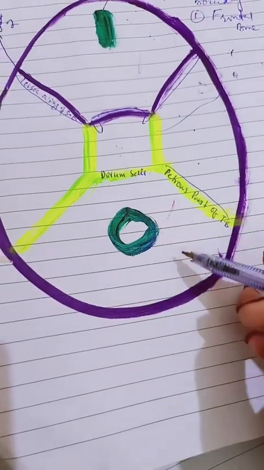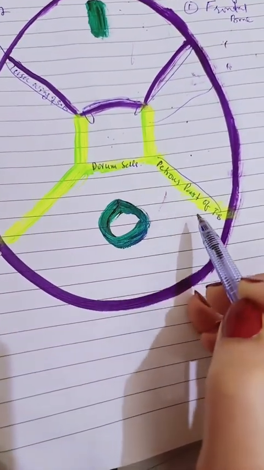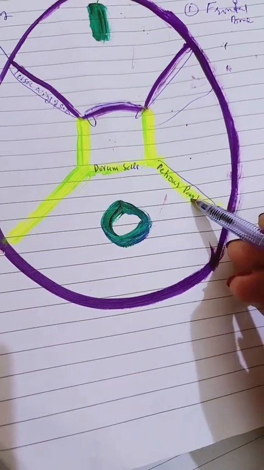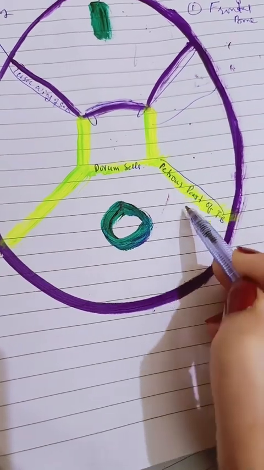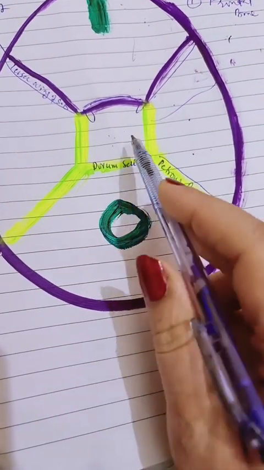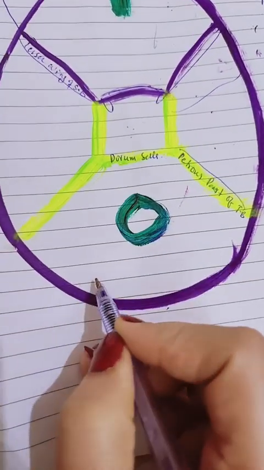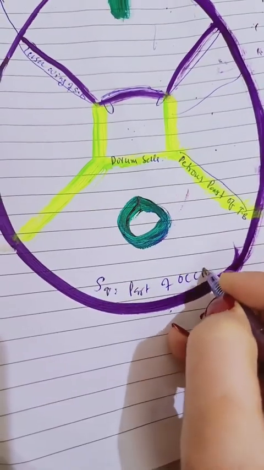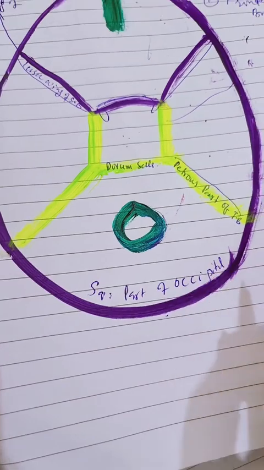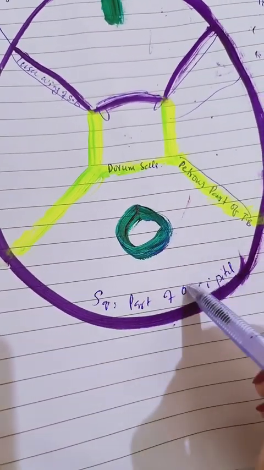Now if you talk about the posterior cranial fossa boundaries, as you can see, the posterior cranial fossa starts from here to here. Its anterior boundary is formed by the petrous part of the temporal bone and the dorsum sellae of the body of the sphenoid bone, and posteriorly it is formed by the squamous part of the occipital bone. Simple. Now its floor. Its floor is formed by the whole occipital bone.